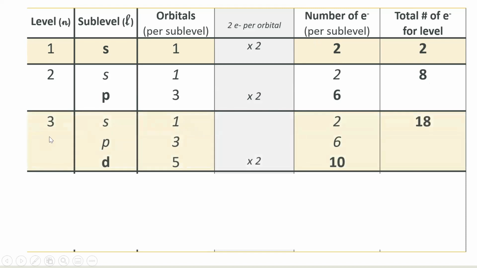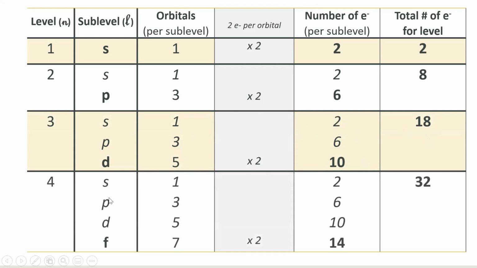Level 3 has S, P, and D sublevels. We know S has 1 orbital holding 2 electrons. We know that P has 3 orbitals holding 6 electrons. And now D, we said, has 5 orbitals. It can hold up to 10 electrons, 2 in each orbital. So S can hold a max of 2, P a max of 6, and D a max of 10 electrons. Add these together, we get that the total number of electrons in level 3 is 18.